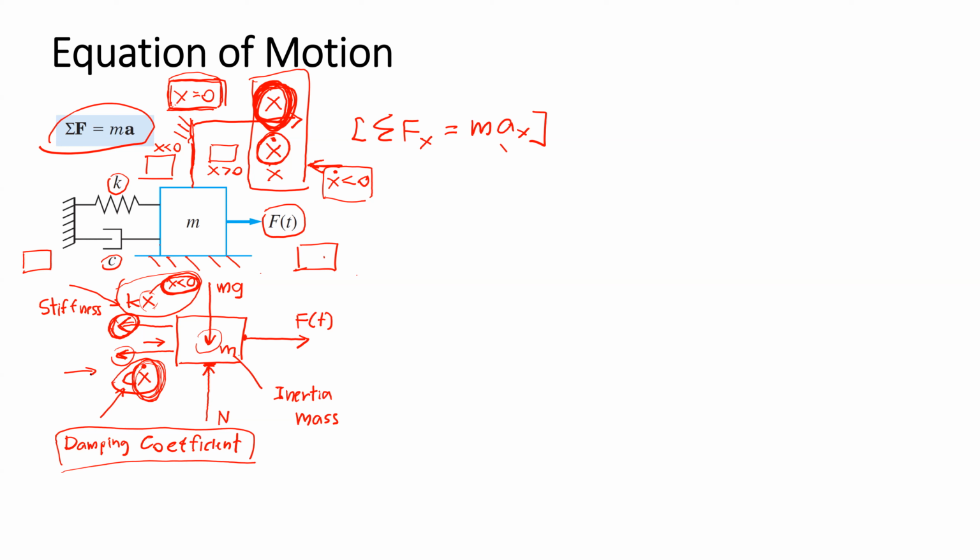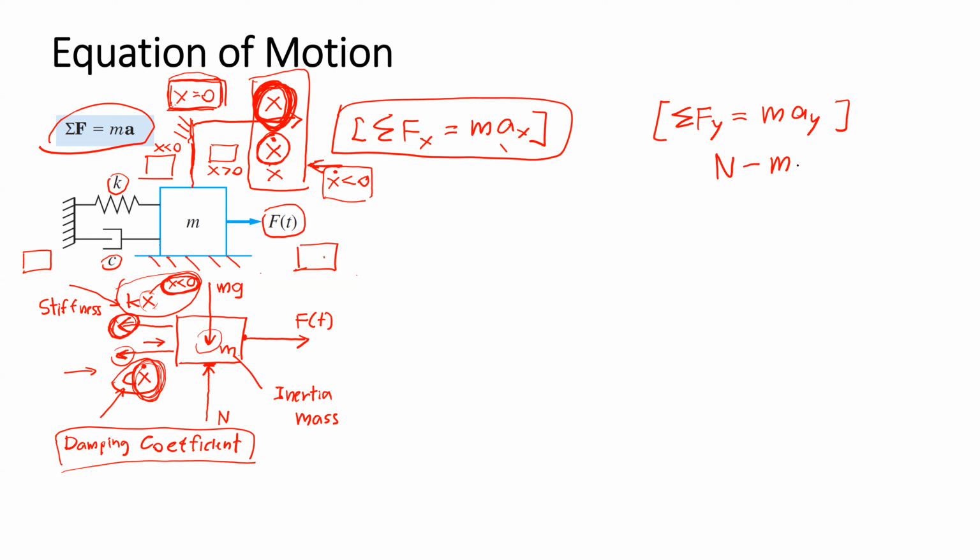And the governing equation is the summation of Fx equals m a x. We also have the summation of Fy equals m a y. But in the y direction, we have the normal force in the upward direction, which is positive, and we have mg in the negative direction.